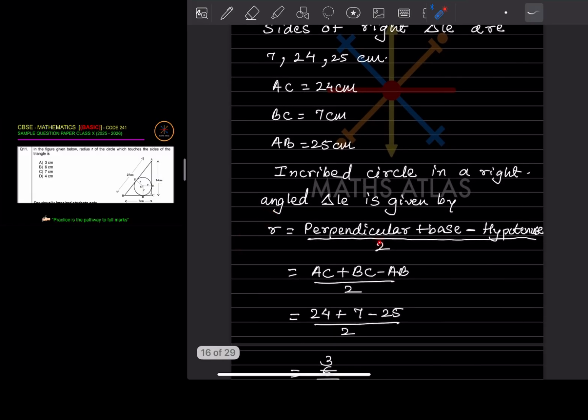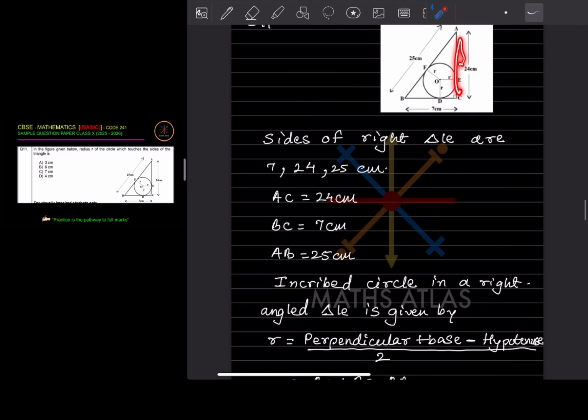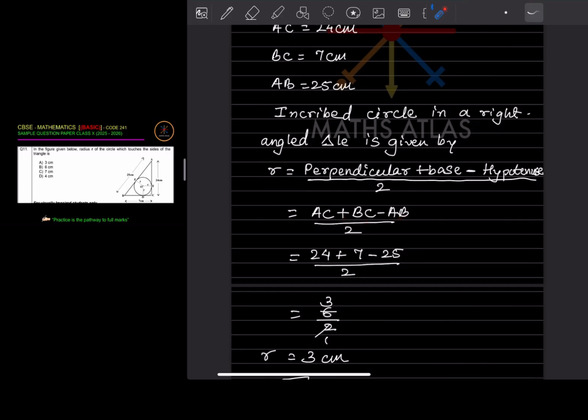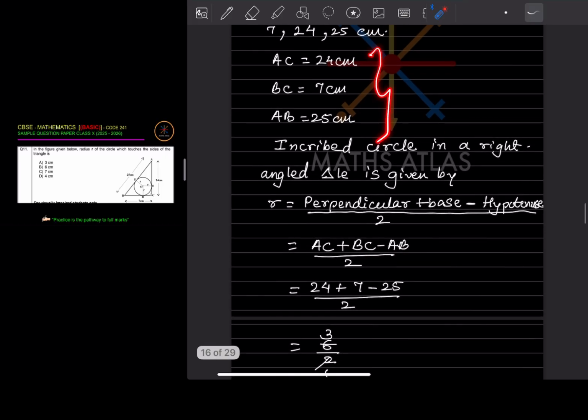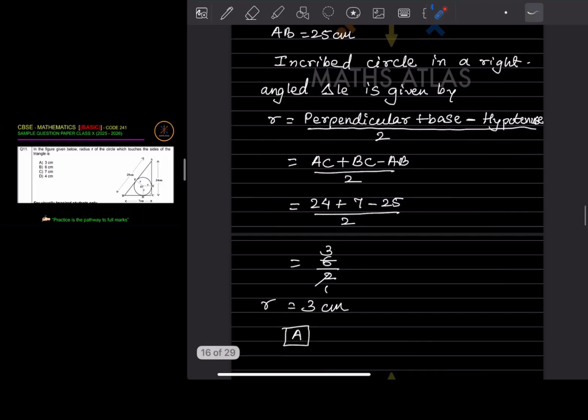This is what you have to remember. R is equal to perpendicular plus base, and you have to subtract the hypotenuse from that, divided by 2, because this is an inscribed circle. The perpendicular is AC, the base is BC and this is AB. So we write AC plus BC minus AB divided by 2. The values are given: AC is 24, BC is 7 and AB is 25, divided by 2. After solving this, we get 6 divided by 2, which is 3. So R is 3 centimeters, which is option A.